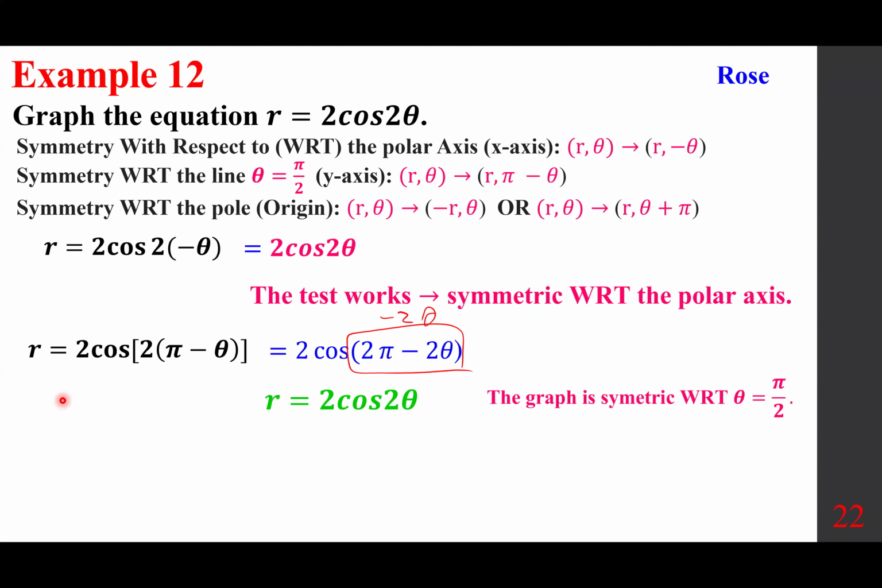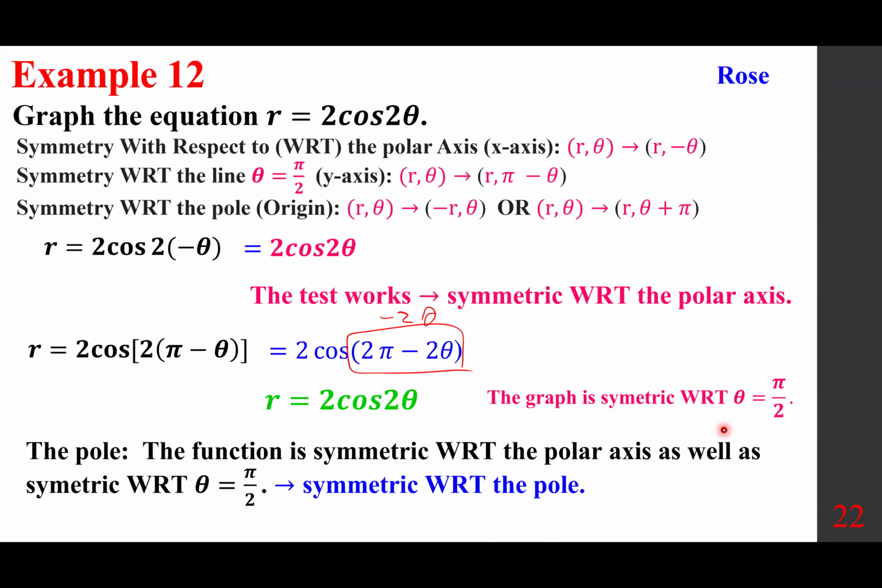And if you have a situation, everybody, where you show the function is symmetric with respect to the polar axis and theta equals pi over 2, then it is symmetric with respect to the pole. The function is symmetric with respect to the polar axis as well as with respect to theta equals pi over 2. Therefore, it's symmetric with respect to the pole. In fact, you can try it if you want.